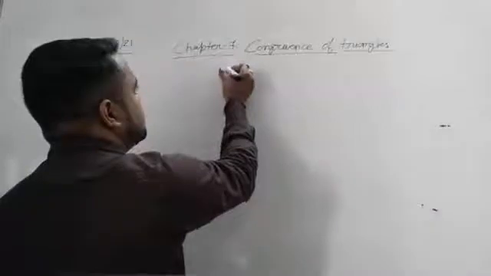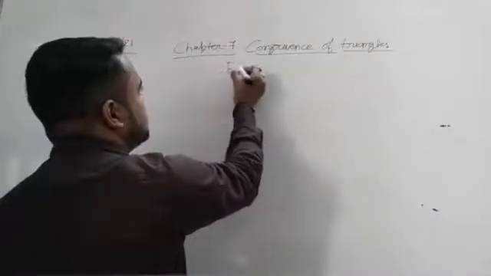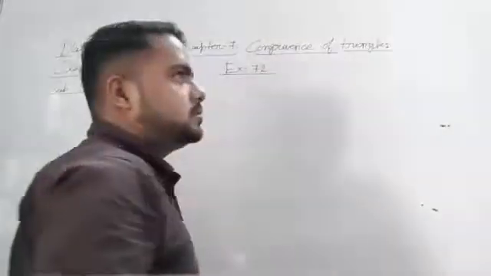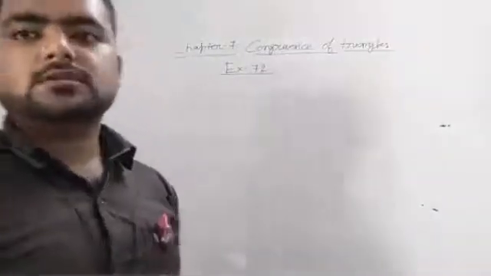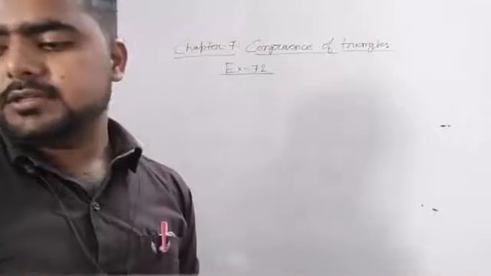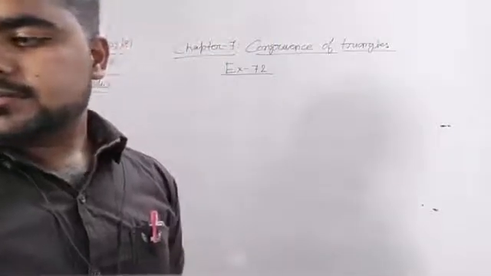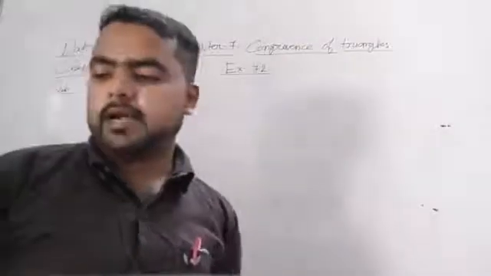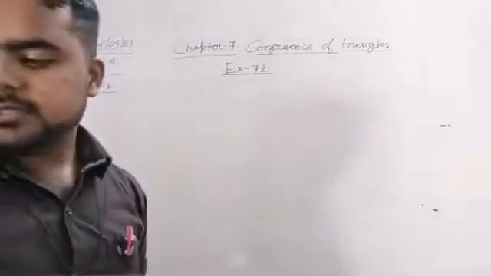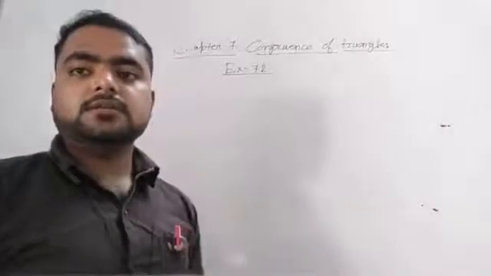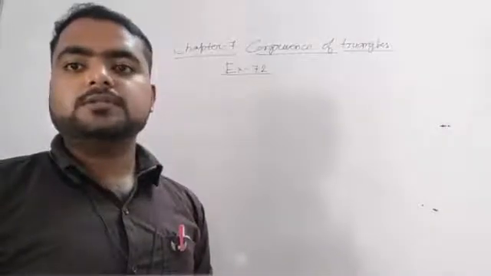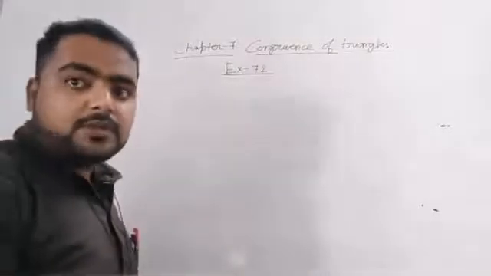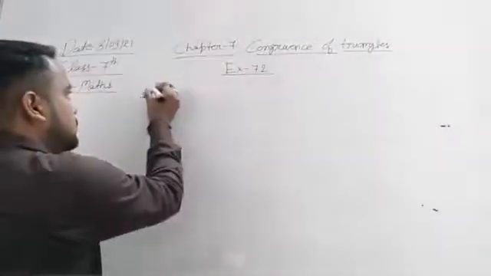We were doing exercise 7.2. The two criteria we have discussed in the last class are the criteria side angle side and the example based on it, and the criteria angle side angle. Now we will do the examples based on the angle side angle criteria. So example 6 in your book.